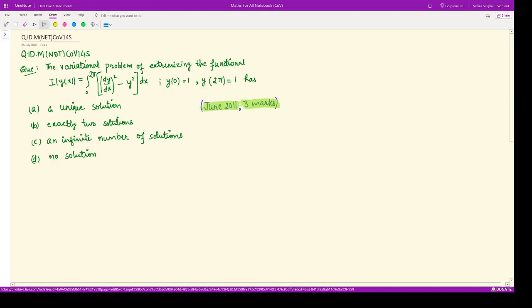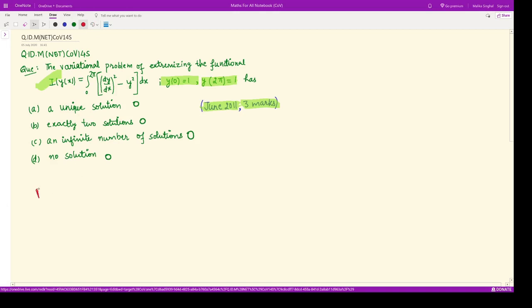In this question you are asked about the variational problem of extremizing the functional, which is given to you, with these boundary conditions, the specified boundary conditions at the boundary points 0 and 2 pi, where y is given to be 1 and 1. You have to suggest whether there is a unique solution, exactly two solutions, an infinite number of solutions, or no solution. So let's get started.